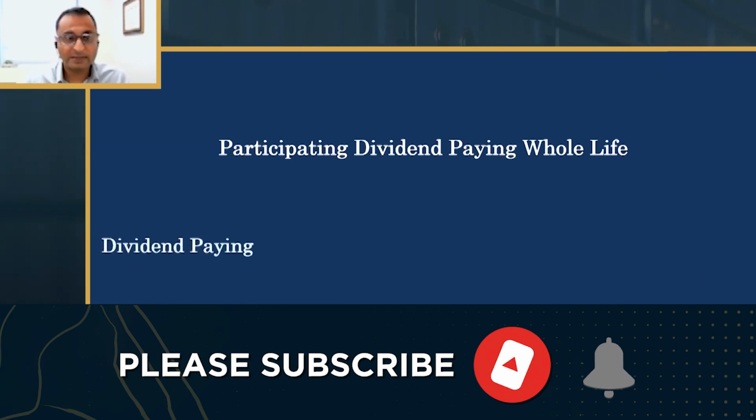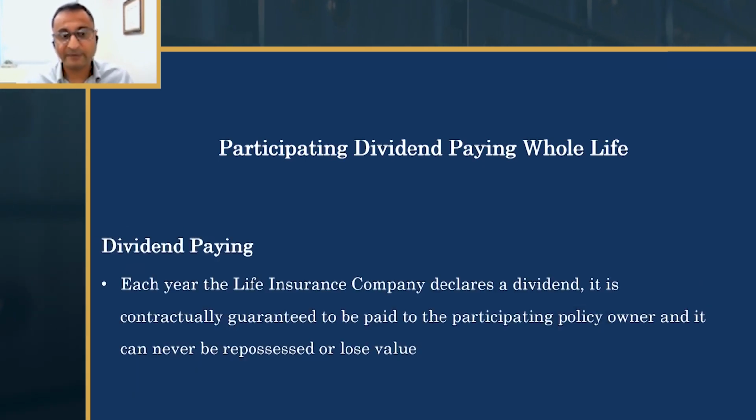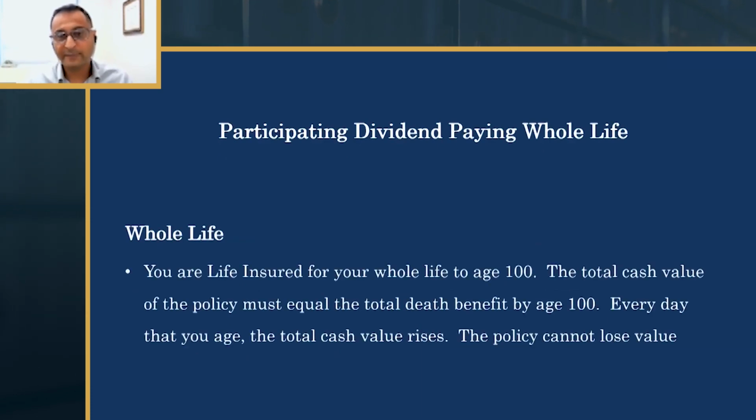Now, dividend paying. So each year, the life insurance company declares a dividend. It is contractually guaranteed to be paid to a participating policy. And the dividend can never lose value. It can never be repossessed. Whole life. The word whole life means is good for your entire life. It's there to help and serve a purpose till the end of time. Your life insured for whole life all the way till age 100.